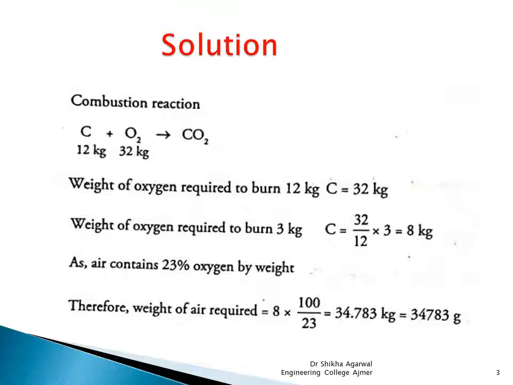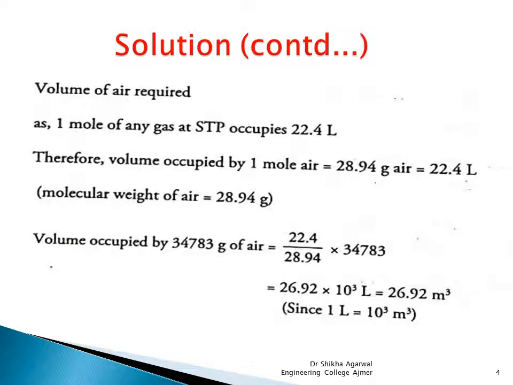Now you have to find out how much volume of air is required. So how do we do that? Let us see. We know that 1 mole of any gas at STP occupies 22.4 liters. 1 mole means molecular weight expressed in grams, and the molecular weight of air is 28.94 grams. So 28.94 grams of air will occupy 22.4 liters volume.